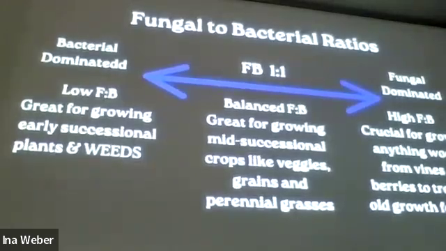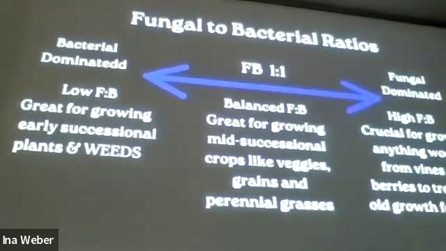Or, if you're doing a permacultural scene, then you need to work in between your perennials and your annuals. But if you're mostly growing annuals, then being slightly more bacterial dominated is okay. If you're growing perennials, you definitely want a more fungal soil.